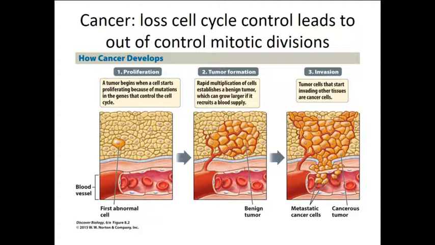Then when it's really bad, it's when the cancer cells start to metastasize, and so that's when they move out of just a single tumor. They move actually through the blood cells and can lodge in other organs and start growing more tumors there. And that, of course, is very bad. So you can think of cancer as a disease of the cell cycle.